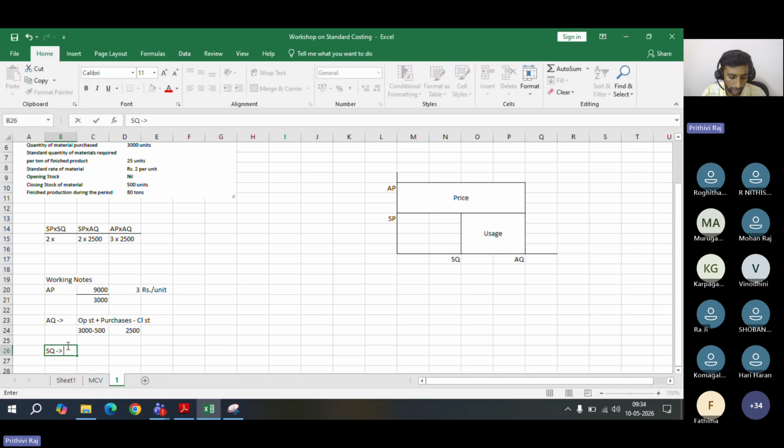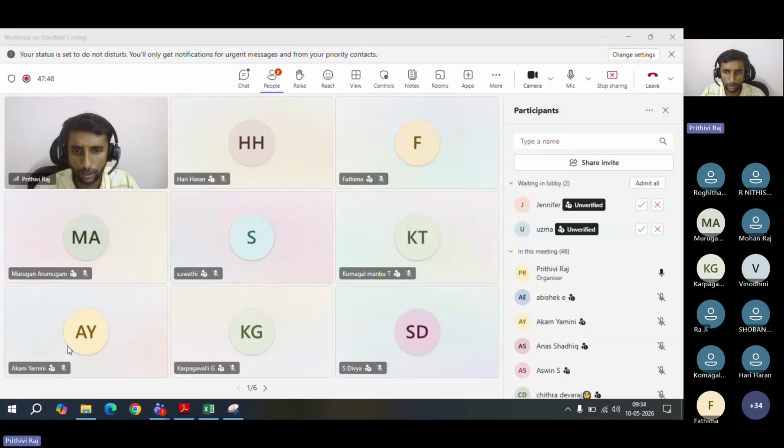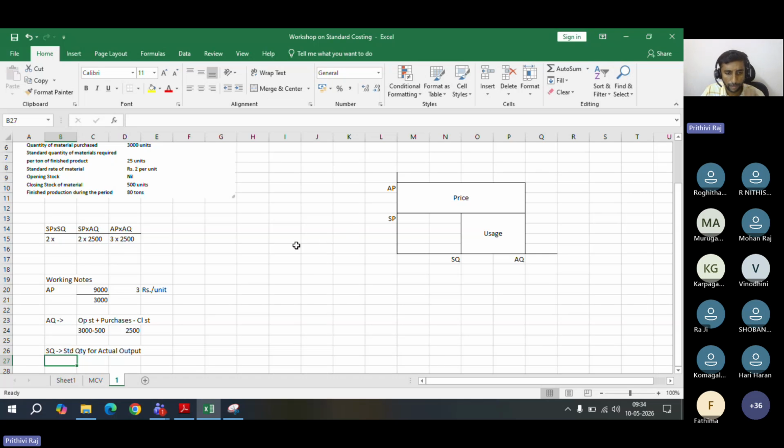Whenever you put SQ, just write it again, standard quantity for actual output. Even in exam, just keep on writing this standard quantity for actual output.